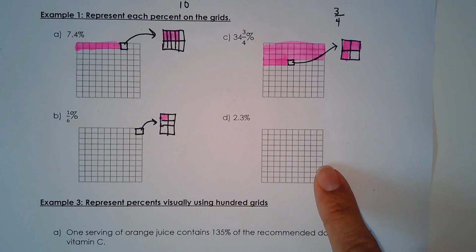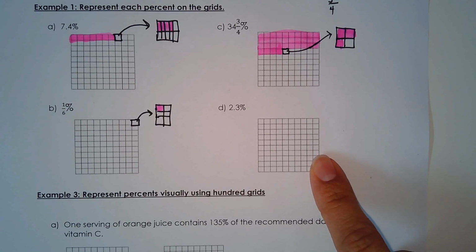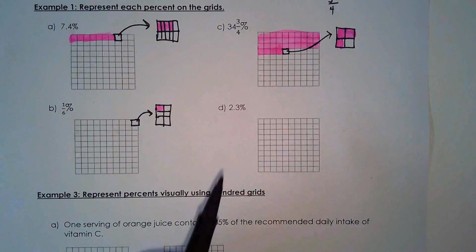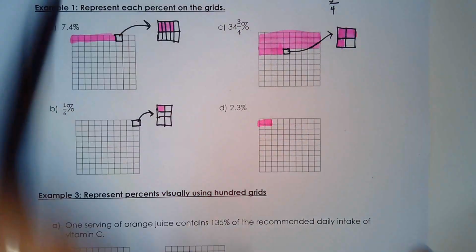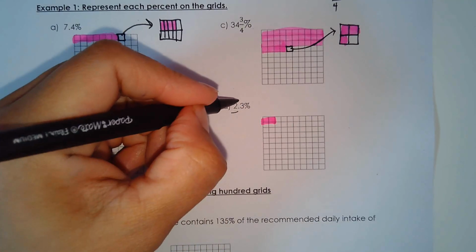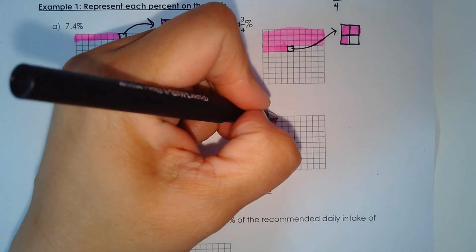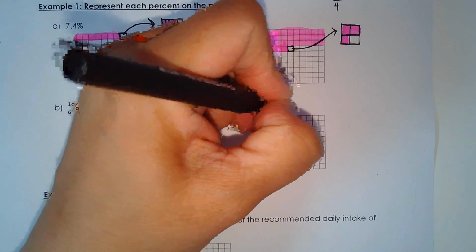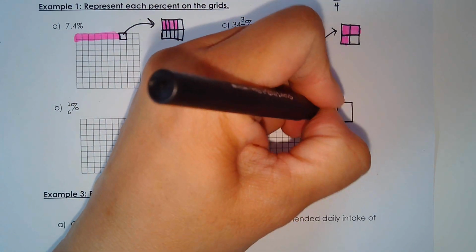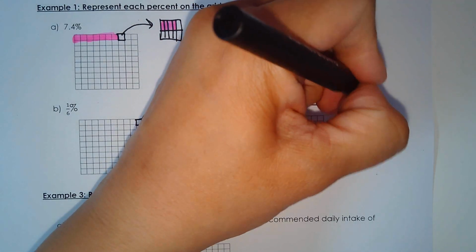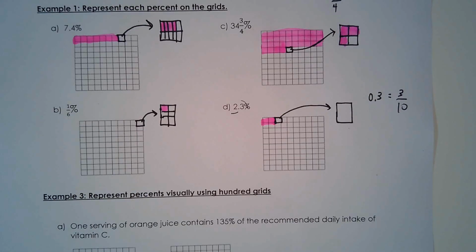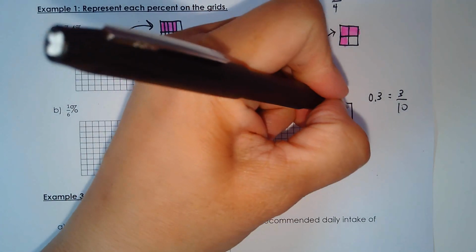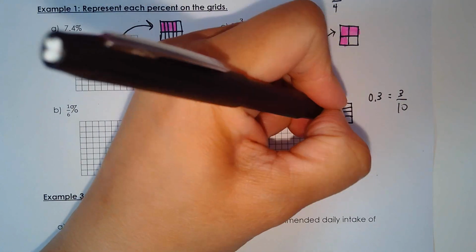Okay, question D as well is also a fractional percent because it contains a decimal. So we shade in 2 whole squares to represent the 2%, and now we need to represent the 0.3%. So we take this square, zoom in on it, and we need to represent 0.3, which is 3 over 10. Okay, so we'll break that up into 10 sections and shade in 3.